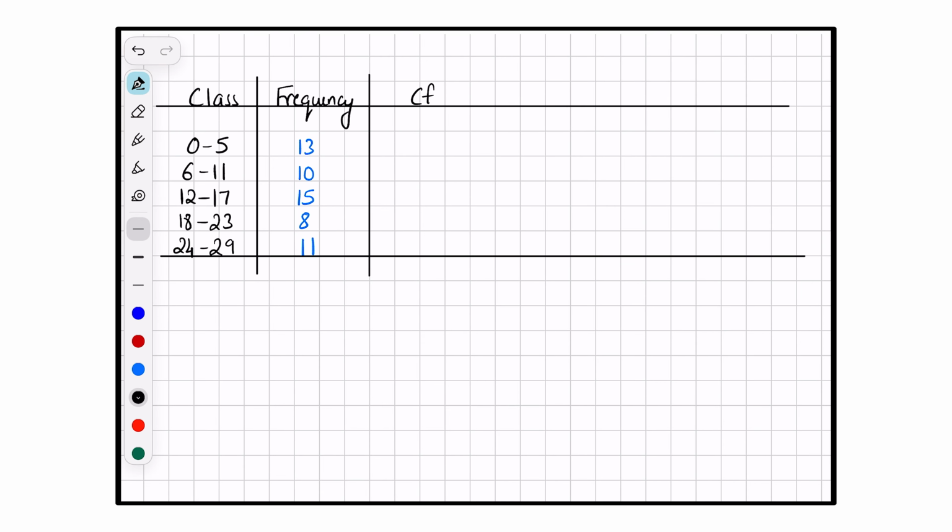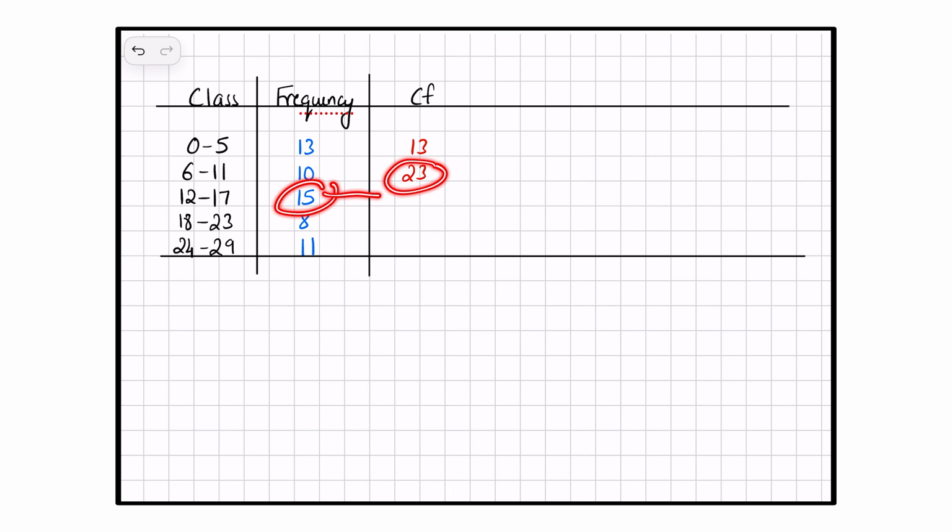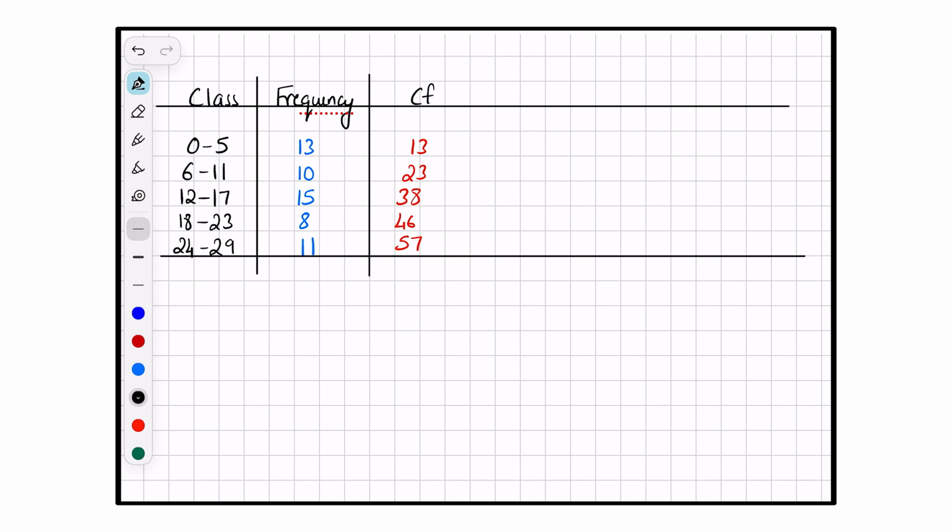So the first thing that you can do is find the cumulative frequency. Okay, and that will be, the first value is simply 13. The next is 13 plus 10, it will be 23. Okay, then it will be 23 plus 15, you will get 38. Similarly, 38 plus 8, you will get 46, and then 57. We can also write the summation of all the frequencies to be 57. Therefore, we have n equal to summation fi equal to 57.